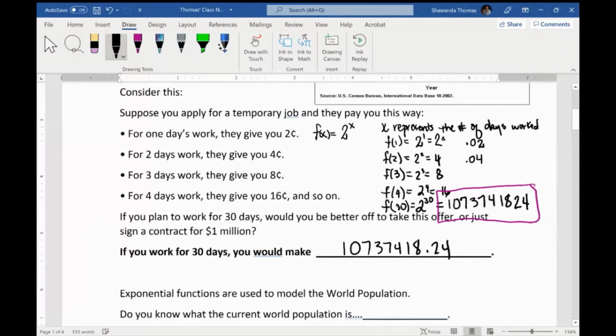1,073,741,824. Where should we put the commas? In front of the 4 and in front of the 7. Okay. So what is this number? 10,737,418 and 24 cents. Very surprising, right? This is an example of exponential growth. It doesn't seem like it should increase like this, but it does.